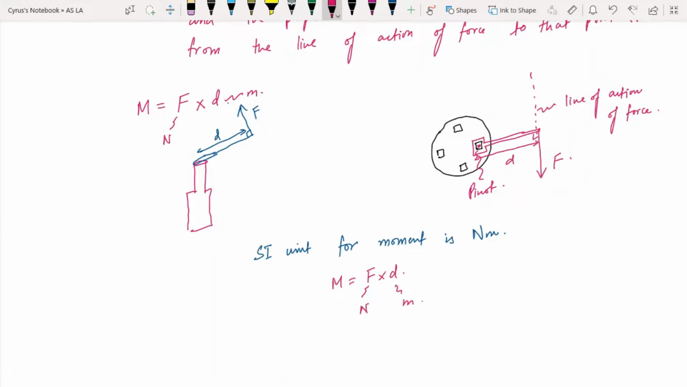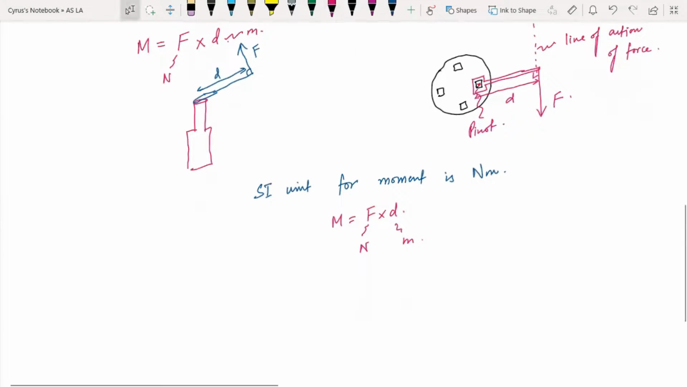Is moment a scalar or a vector? Moment is a vector, right? Remember that. Moment is a vector. Remember that, right?